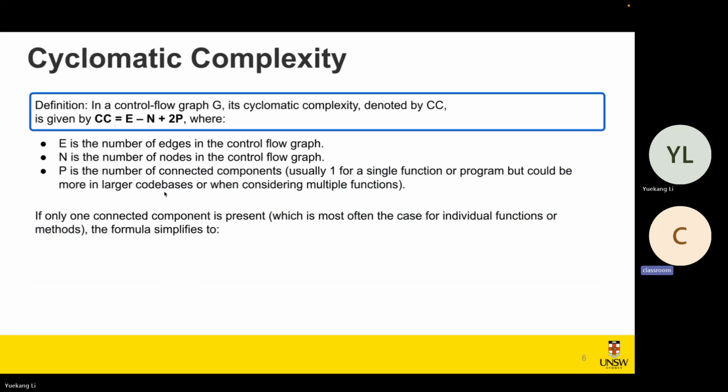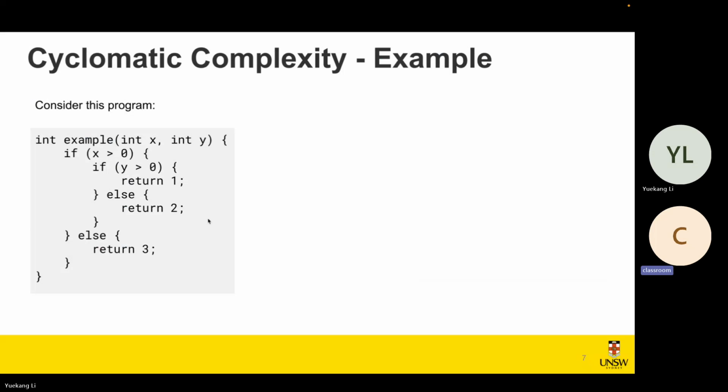So the formula could be simplified as E minus N plus 2. We just use the number of edges minus the number of nodes plus 2 as the final number of cyclomatic complexity. So this is the formula we are going to use here. And let's have a look at an example of how to do this calculation.